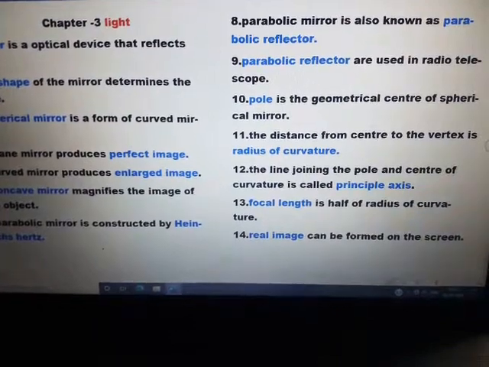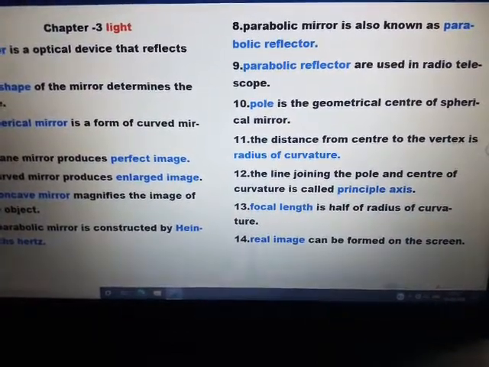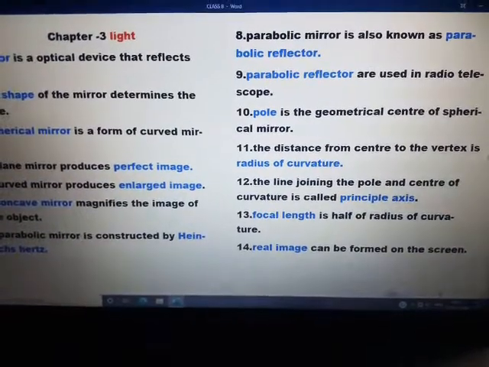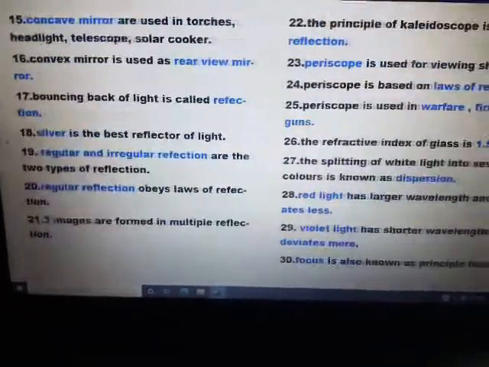14th question, dash can be formed on the screen. What image can be formed on the screen? Real image, whereas virtual image cannot be formed on the screen.